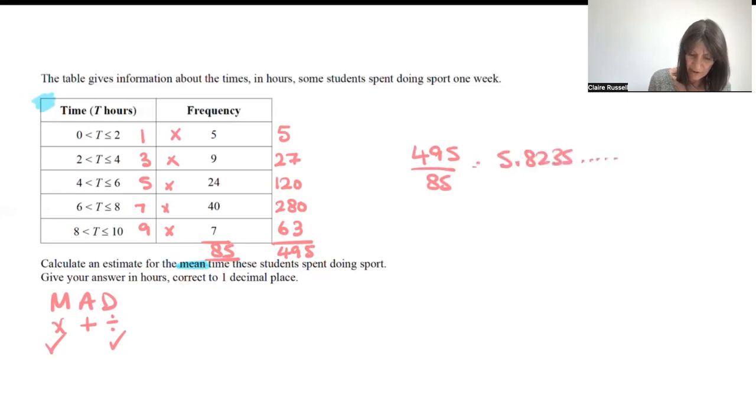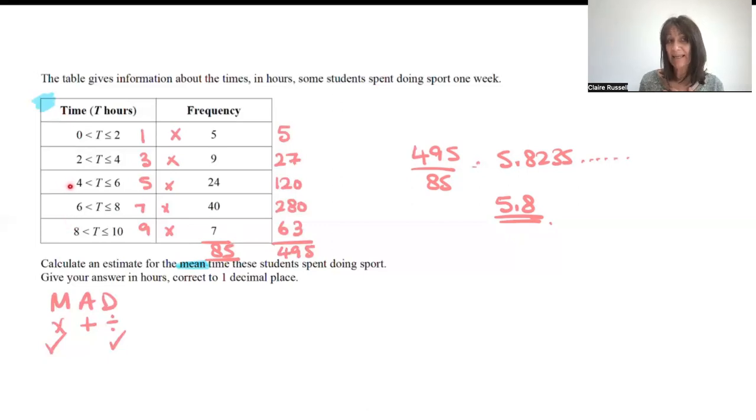5.8235. On and on it goes. Check in with the question. Question says 1 decimal place. So 5.8 is my final answer. Now, a really good check that you can do with this is just make sure that your answer would actually sit in the table somewhere. 5.8 would most certainly sit in the table.